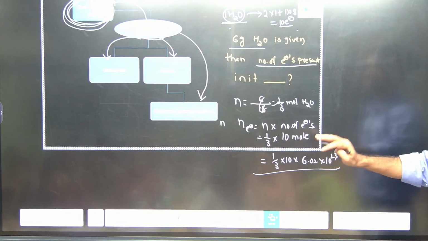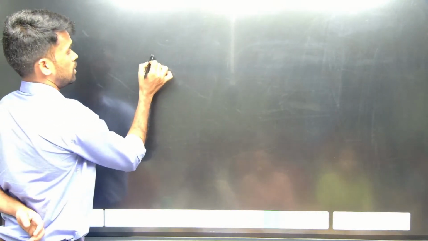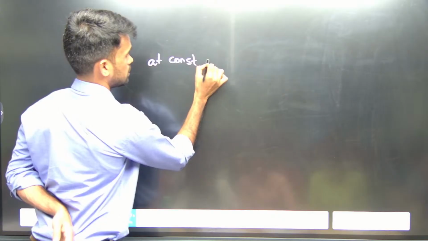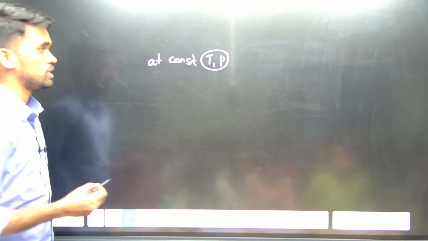Okay, let us summarize these formulas. Over up to here? Okay. So in the last class, I told you one more thing. What is that? At constant temperature and pressure.